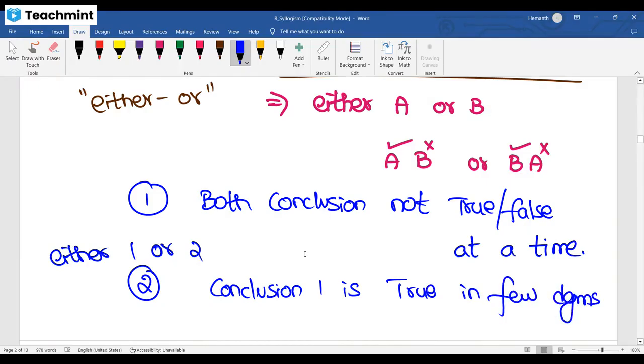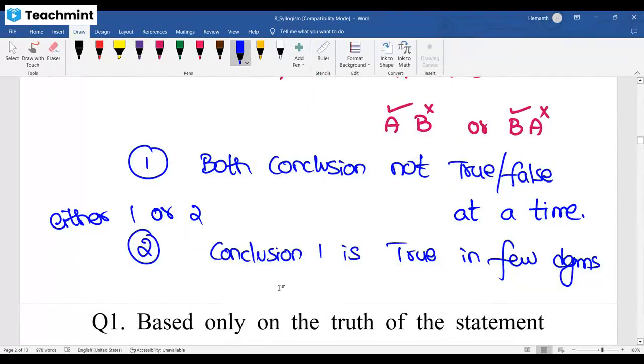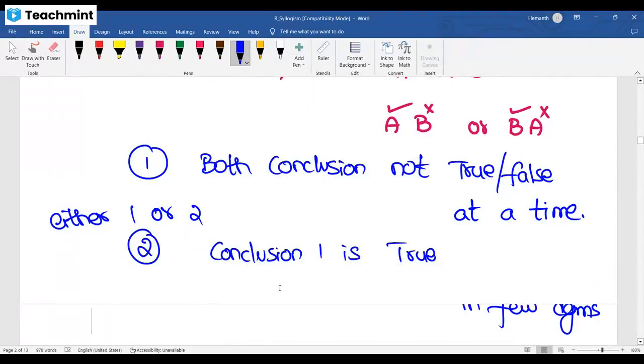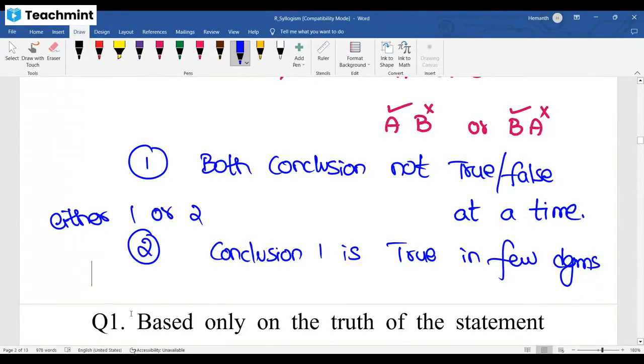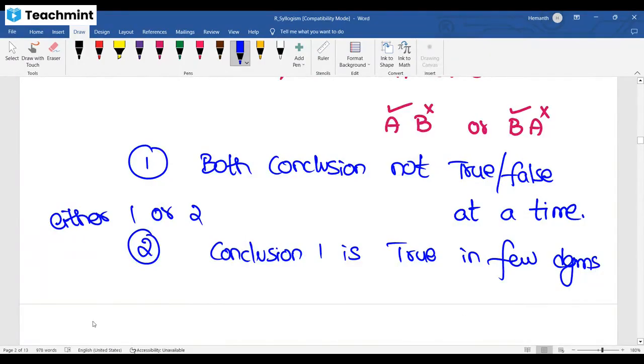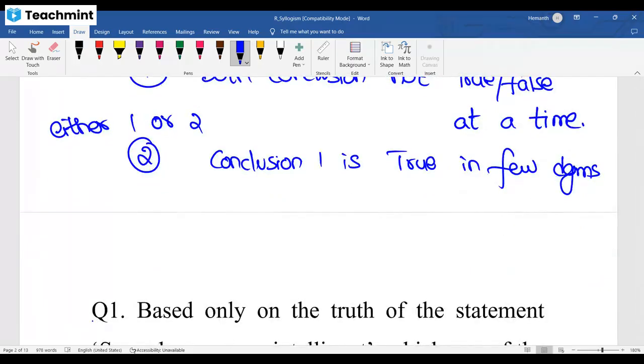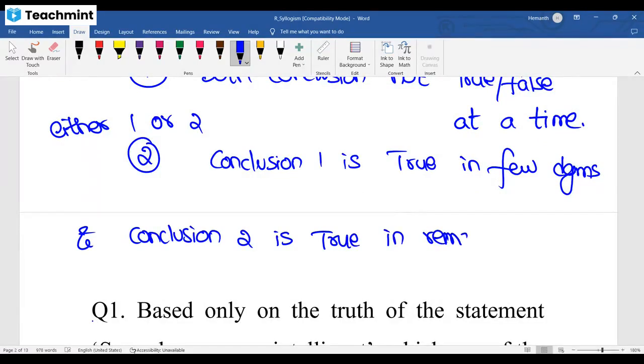I can go with the option either one or two only when conclusion one is true in a few diagrams and conclusion two is true in the remaining diagrams. This is also the same meaning, my dear. Like, both are not true at a time.